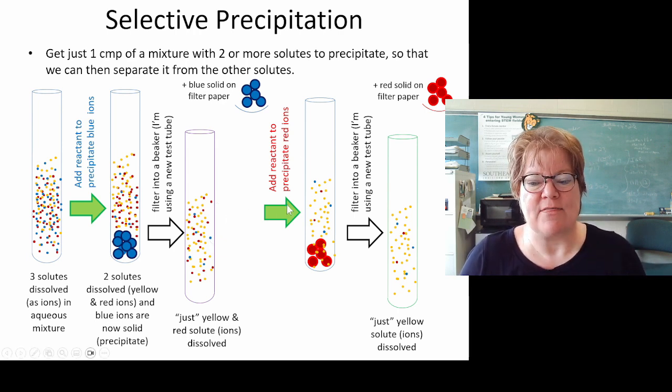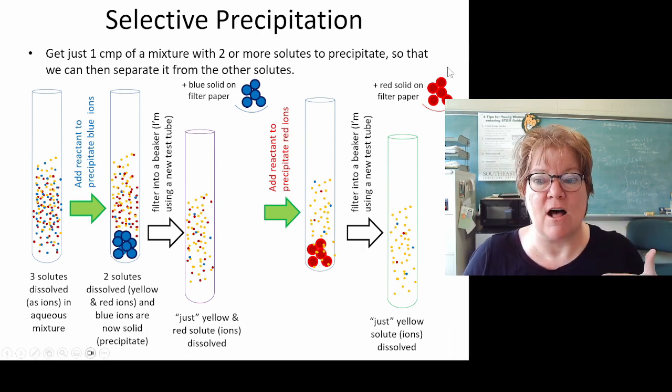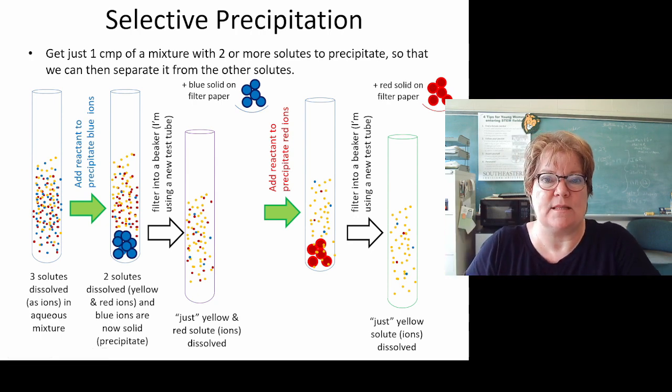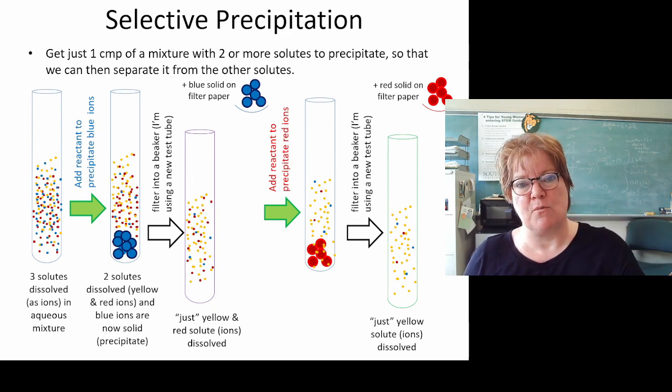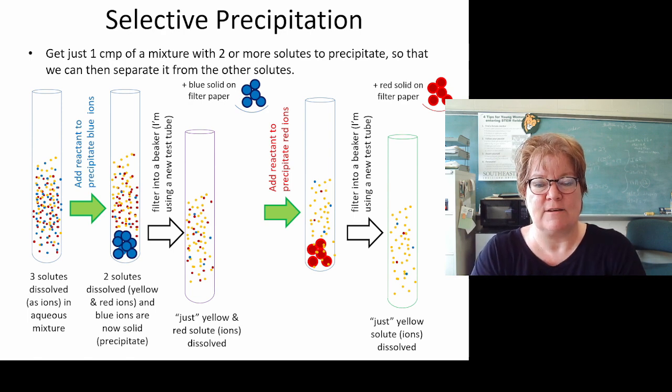So then I would add that reactant, and the red precipitates and the yellow remains aqueous. And then if I filter that, I'll have red on solid. The red solid will be on the filter paper and the yellow will be left in the flask. So at the end, I have 3 containers: a filter paper with the blue solid, a filter paper with the red solid, and a flask left over from the filtration that has the yellow ions in it. It's not solid, they're aqueous.